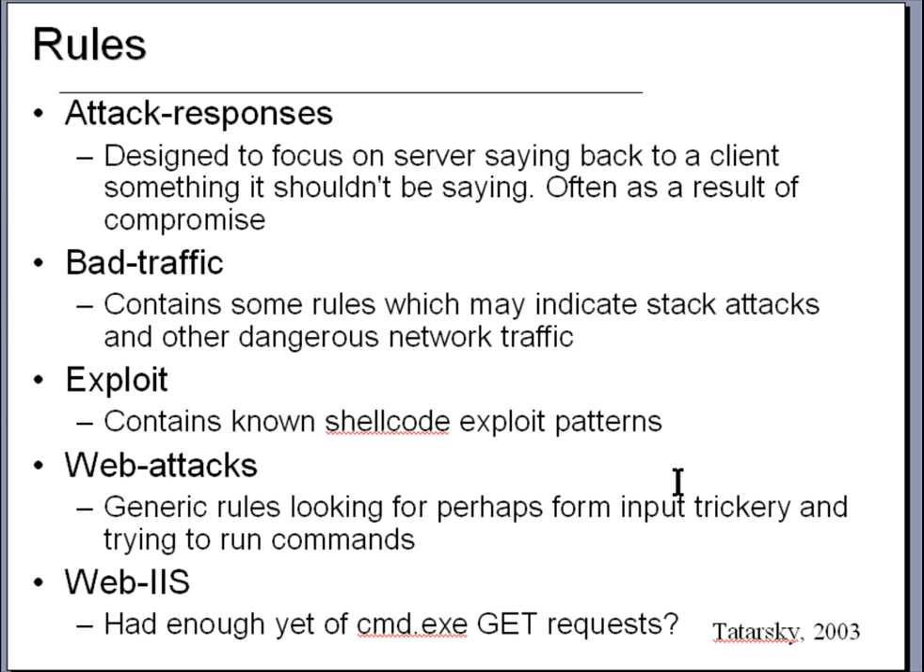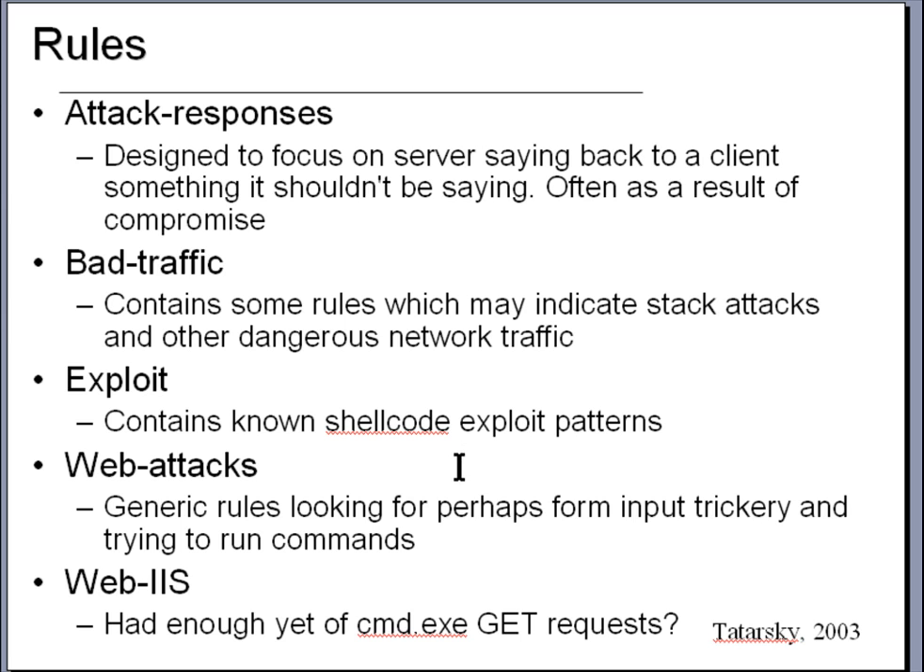Now let's look at some of the different rules that are available. You have attack responses, which are designed to focus on a server saying back to a client something it shouldn't be saying, often as a result of a compromise. This is interesting because what this is saying is there's been a compromise on an internal system, and so the internal system is sending something back out to the outside world that it shouldn't be saying, which means that it appears there's been a compromise. And so this is not looking at packets coming in, it's looking at packets going out.